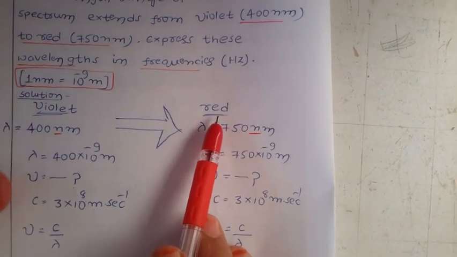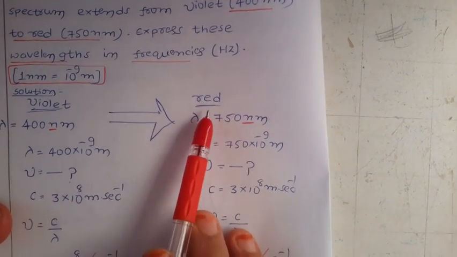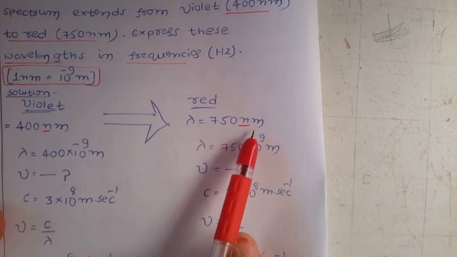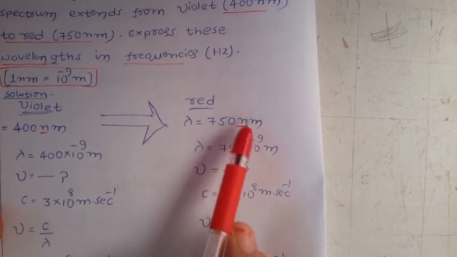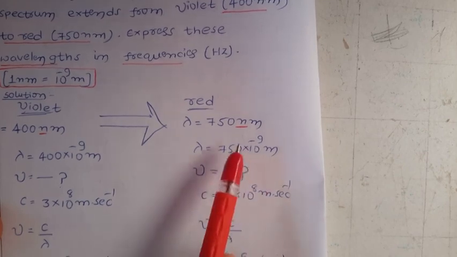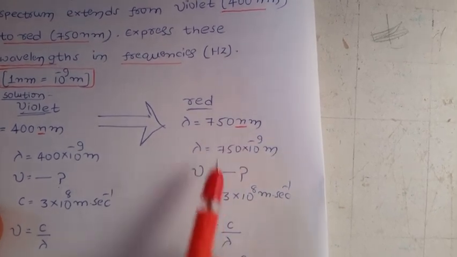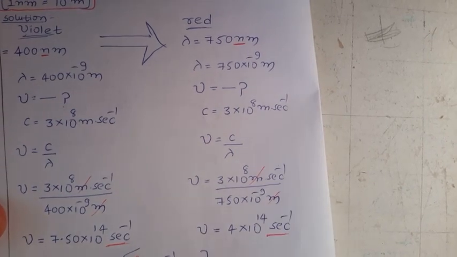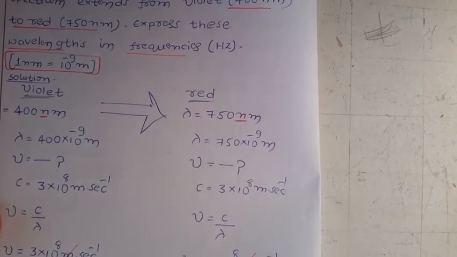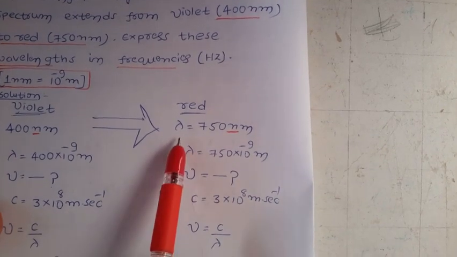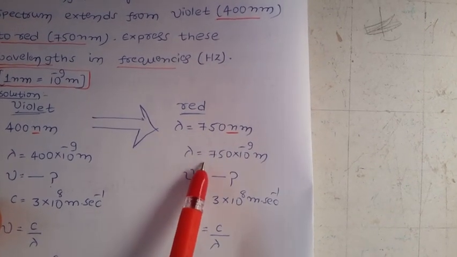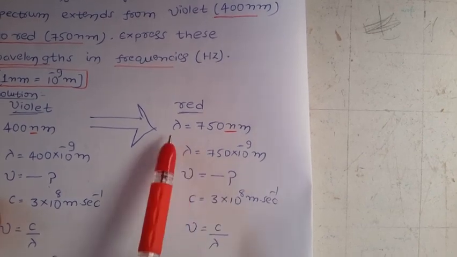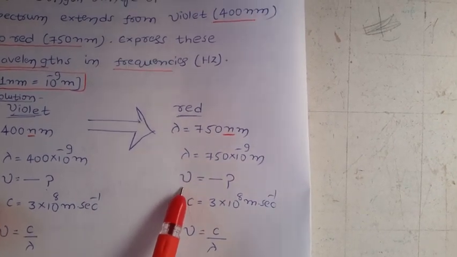Next, we have to calculate the same thing for red. Now for red, how much is lambda given? 750 nanometers. I'm going to convert this nanometer into meters, because otherwise we will get some units in the frequency with nano. Those are the units of lambda only. So lambda equals 750 × 10^-9 meters. They are asking for this lambda value in the frequency mu.